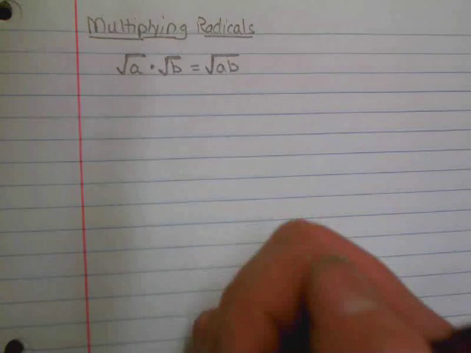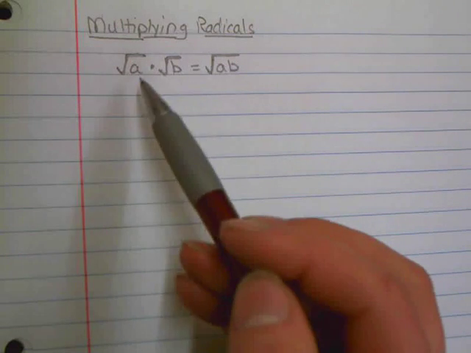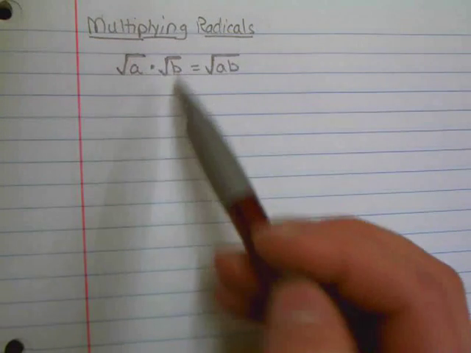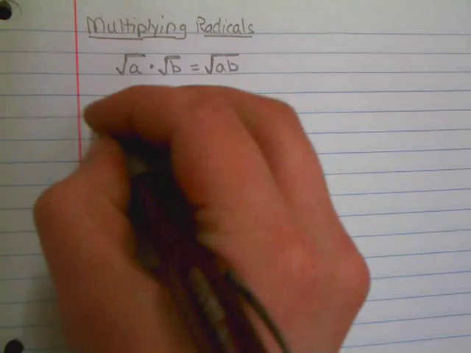All right, so next round, multiplying radicals. When you're doing the square root of something times the square root of something, the way to do that is you just multiply the two numbers underneath and stick it under a single square root. So let's look at an example of how to do that.